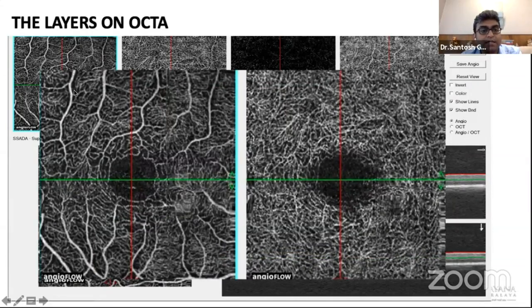superficial plexus, wherein we can see these larger vessels, and this is the FAZ, and this is the DCP. This is the deep capillary plexus. We can see a very close-knit network of vessels over here. So we'll be talking about the changes in these layers that happen in diabetic macular edema.